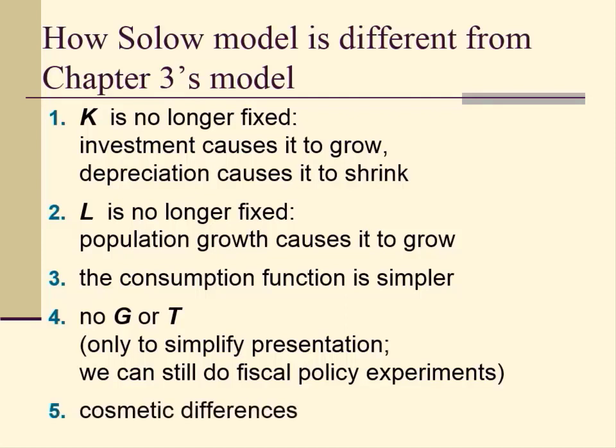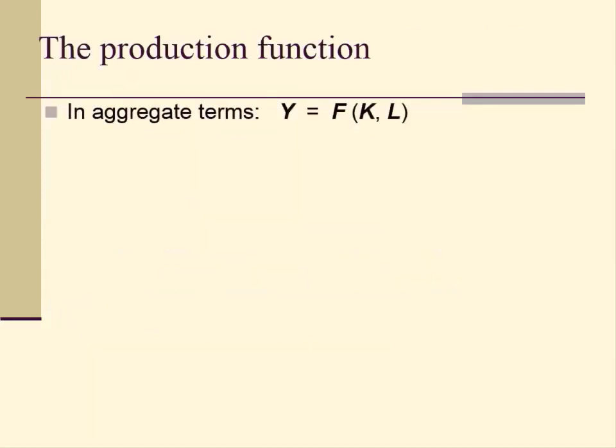That is, we use different case letters, that is lowercase letters, to denote per worker terms. So let's look at the production function. In aggregate terms, Y equals F of K and L. And this is very similar to the production function we worked with in Chapter 3. However, the main difference is we use lowercase letters to denote per worker terms. And this is a neat trick to help the calculation to be simpler.